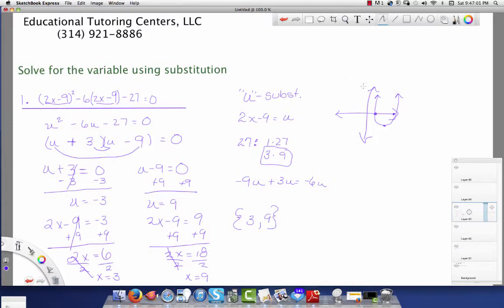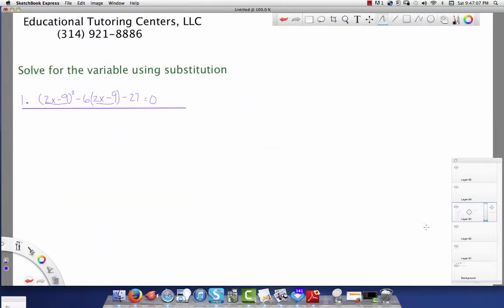Alright, let's look at this next problem. And here's our second problem. Now, if you notice on this one, you have a power of 4. This is your typical type of problem that you would use u-substitution for, because you can't really open 4 parentheses and try to factor this in any easy kind of way.